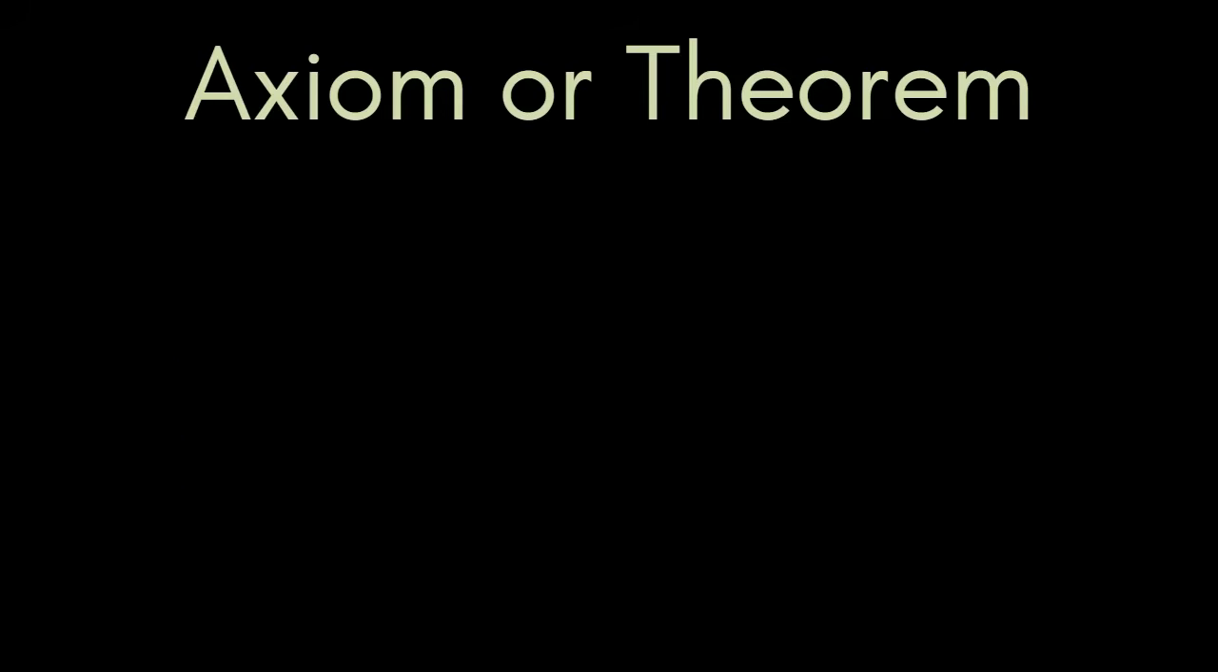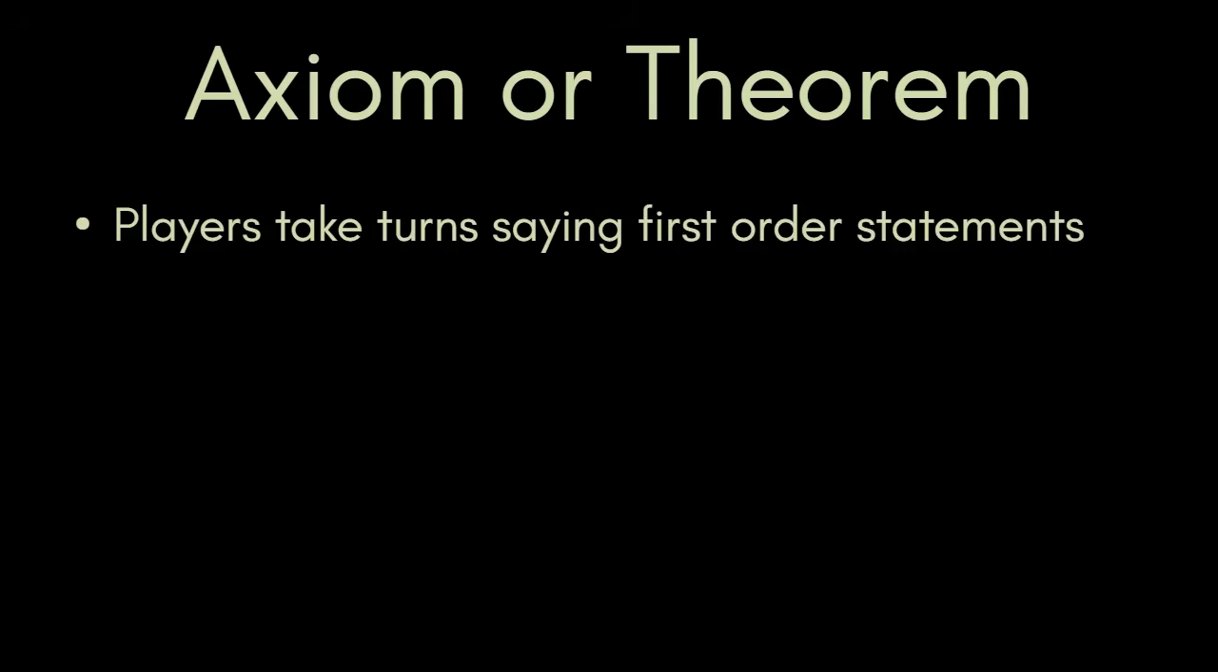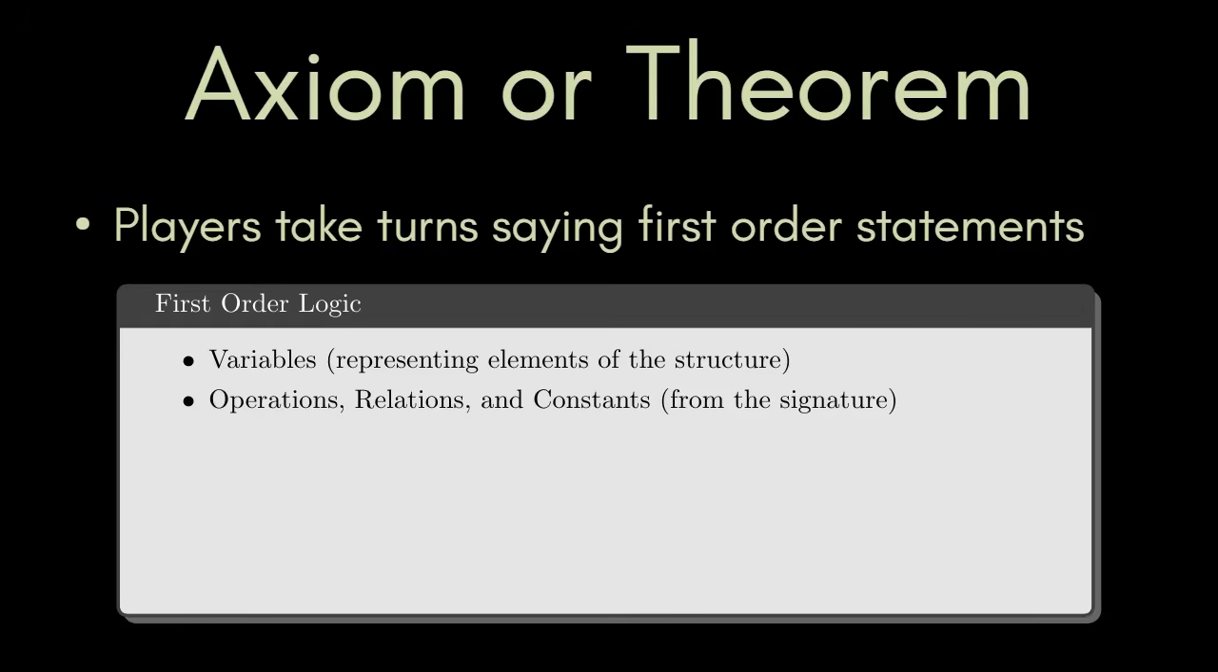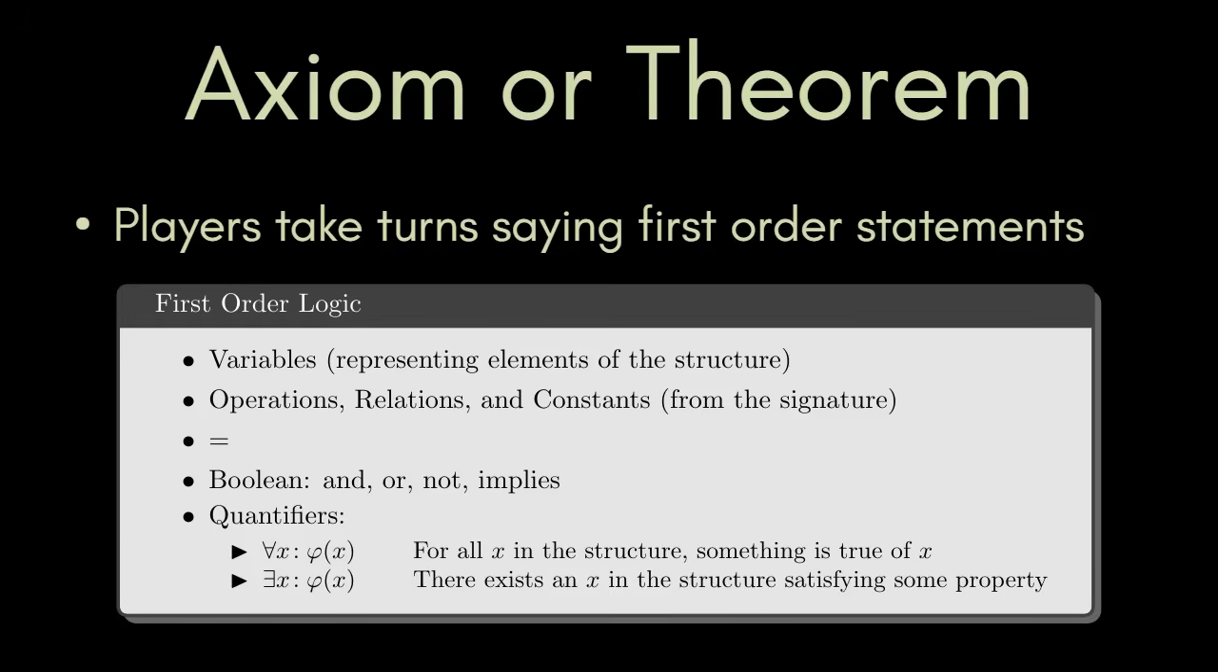Once players have agreed on a signature, they take turns making first-order statements in that language. Statements built up out of variables, the operations, the relations, and the constant symbols. Equality comes for free in model theory. It's very often the case that you don't even need to specify. Of course, we can say that two things are equal to each other. And we also have Boolean operations, and, or, not, implies, and quantifiers for all and there exists. And specifically quantifiers restricted to our structure, right? So for all x in our structure, or there exists an x in our structure.